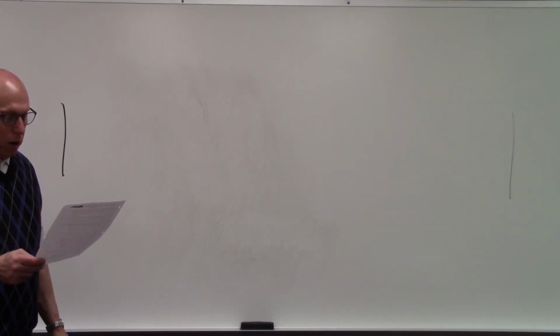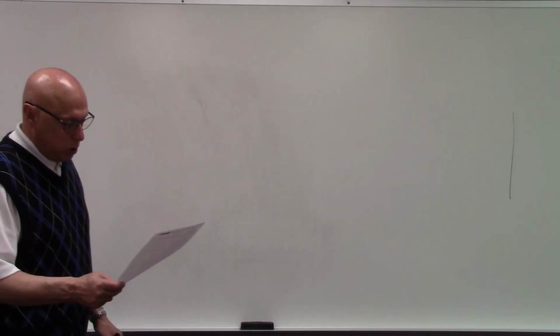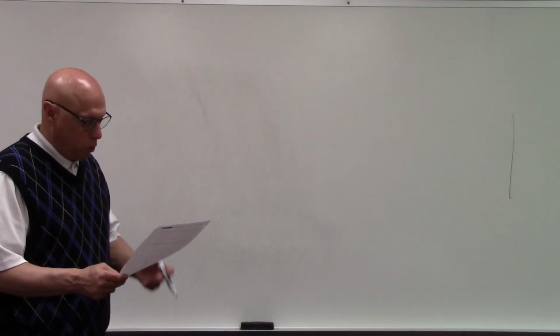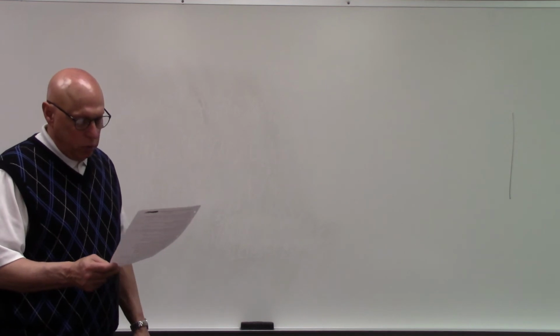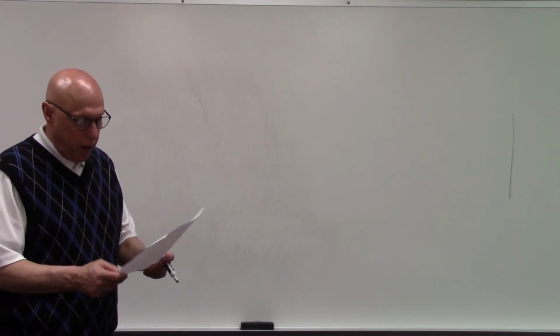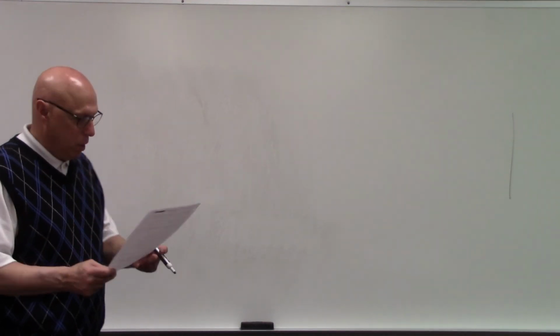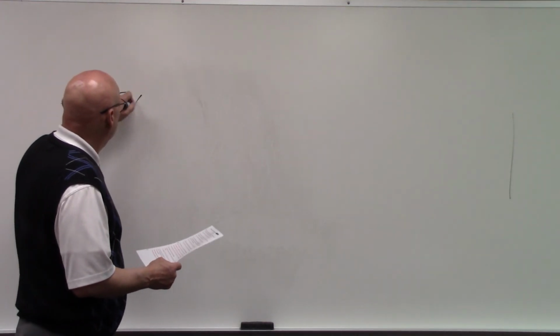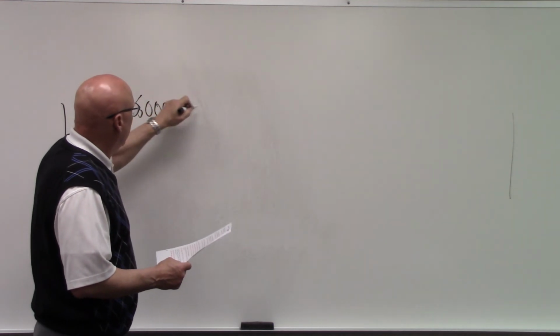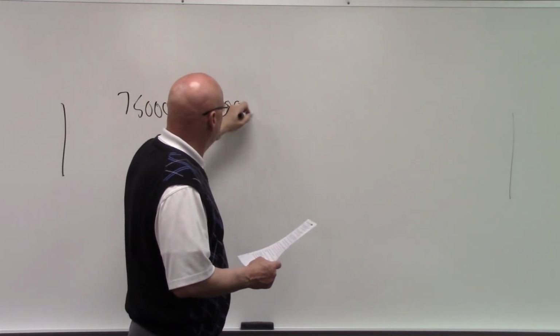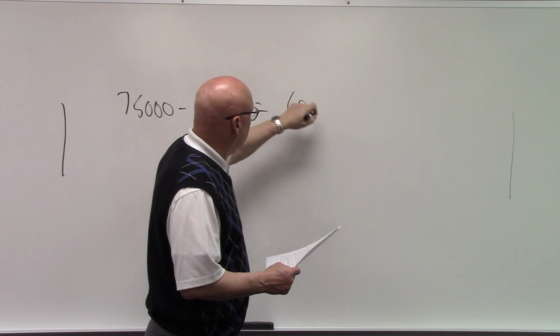Question 7. You want to buy the car of your dreams. It'll cost $75,000. Your trade-in is worth $15,000. The bank will loan you money at 6% annually, payable monthly for 6 years. What will your payment be? Okay? So, 75,000 minus your trade-in of 15,000 is $60,000.